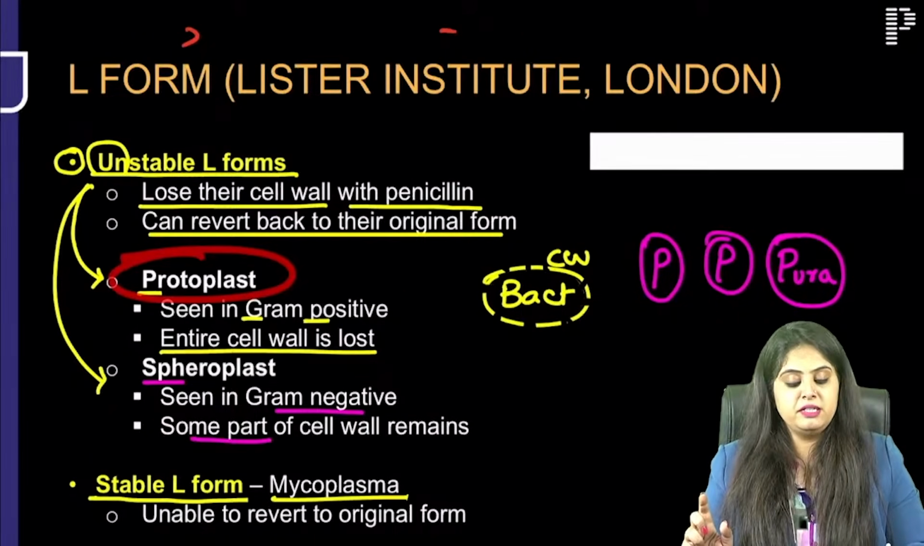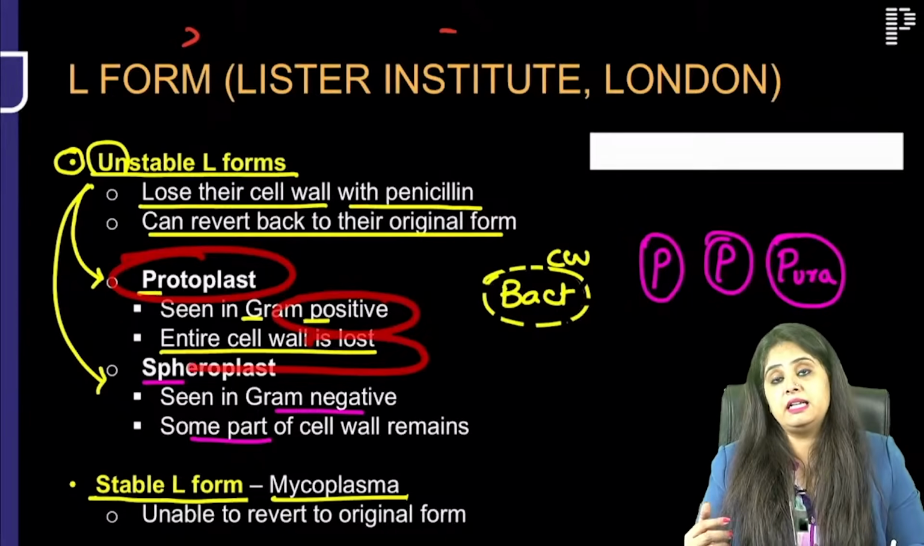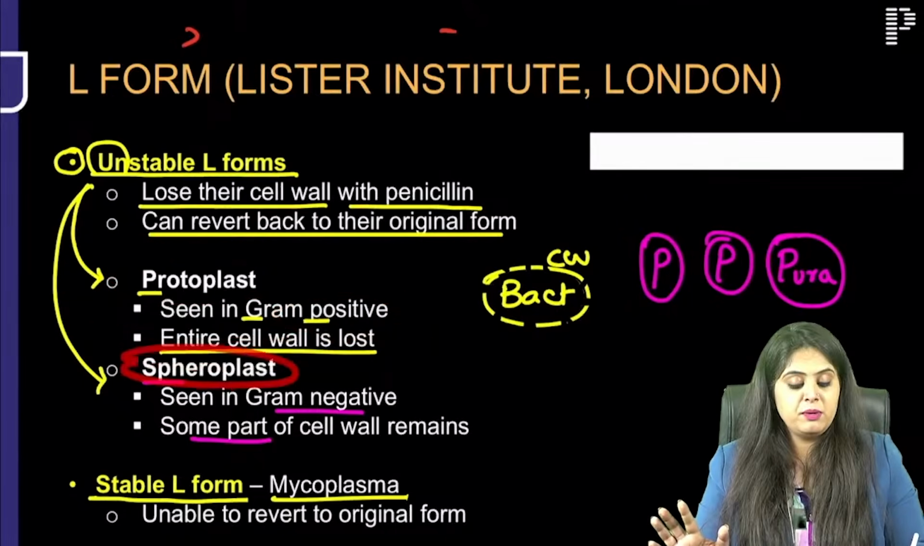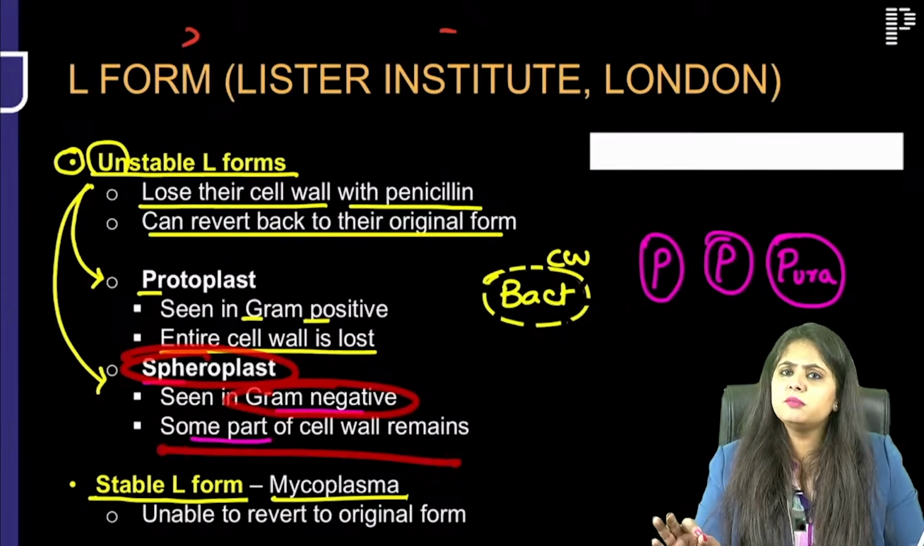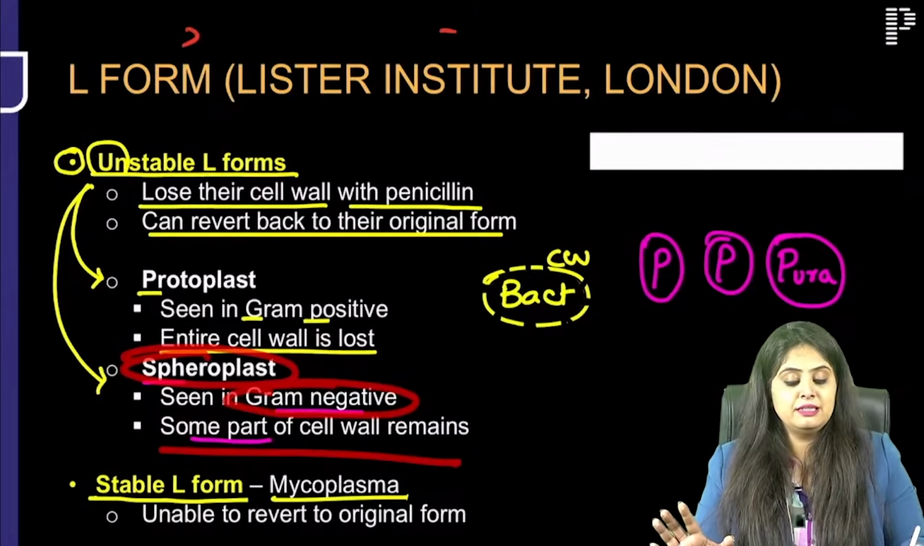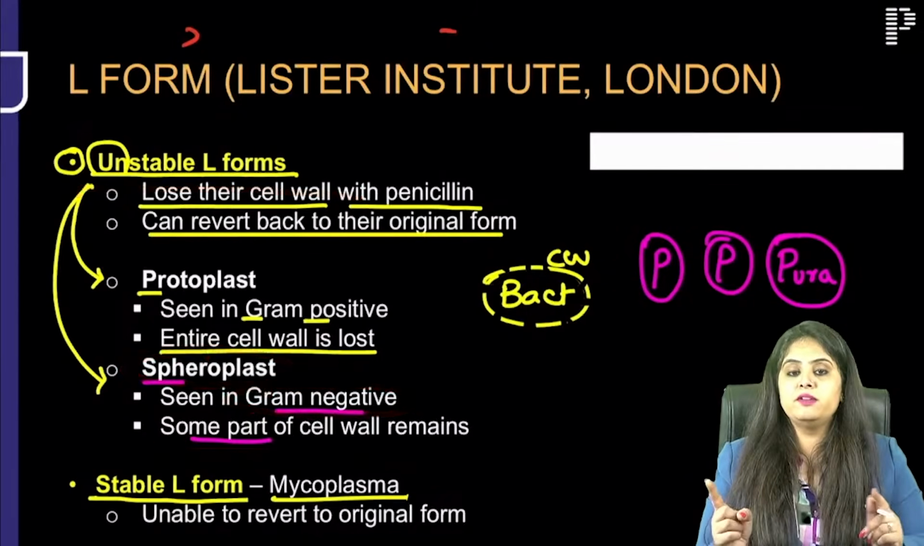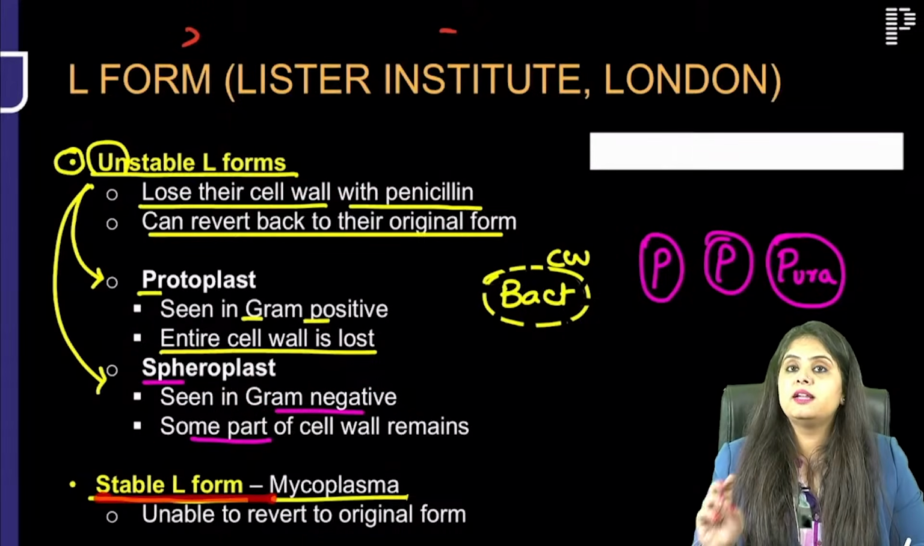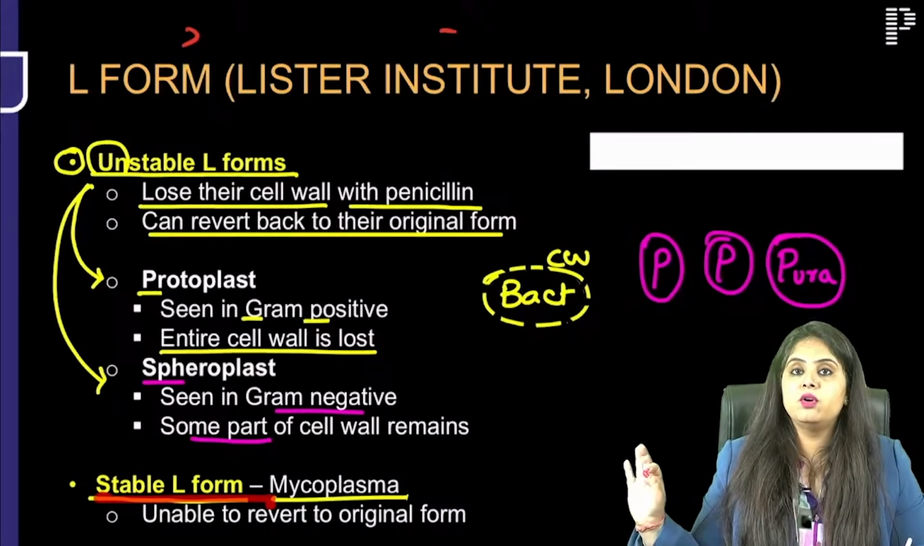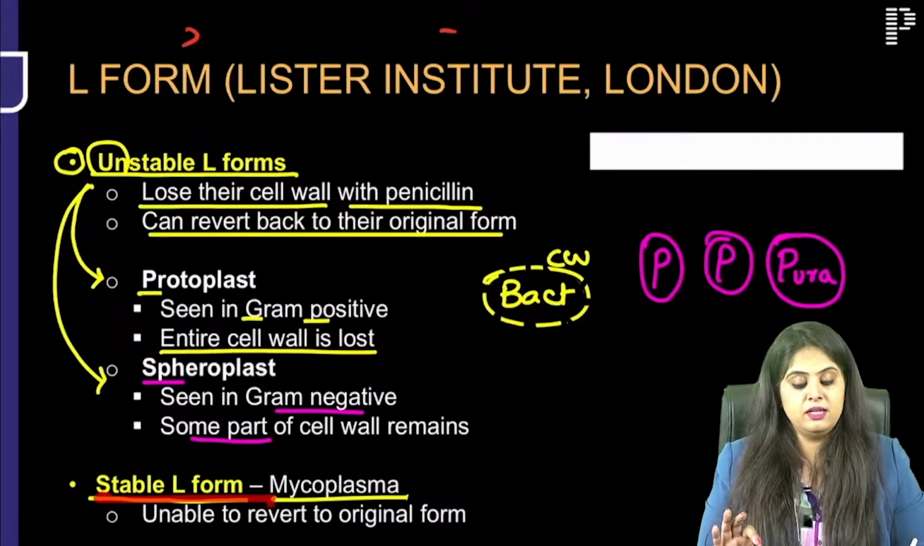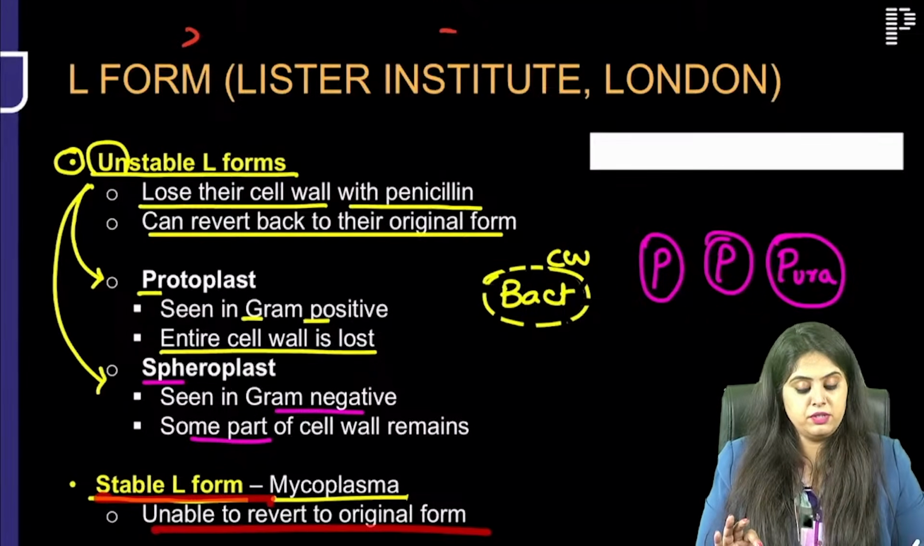Protoplast L form is seen in gram-positive bacteria where the entire cell wall is lost. Spheroplast is seen in gram-negative where some part of the cell wall is lost. These were unstable because they were going to and fro. What are stable L forms? Once they lose their cell wall, they will never come back, unable to revert to original form, and that is mycoplasma.